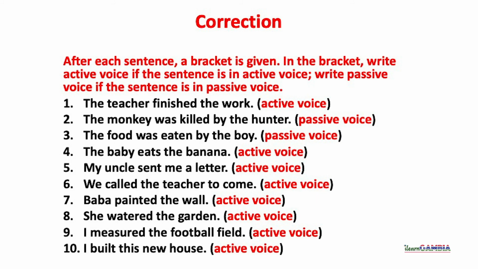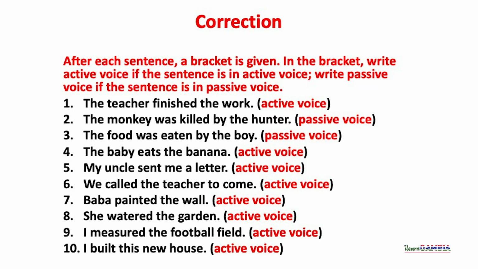Now we look at number 4. The baby eats the banana. In active voice. Why? Because here the baby is the subject, performs an action. Is the doer of the action. What is the action? Eat. We move on. My uncle sent me a letter. An active. Why is it an active? Because the subject does something. What did the subject do? The subject sent. All right. Number 6. We called the teacher to come. Active voice. The subject is there. We. What action? Called.